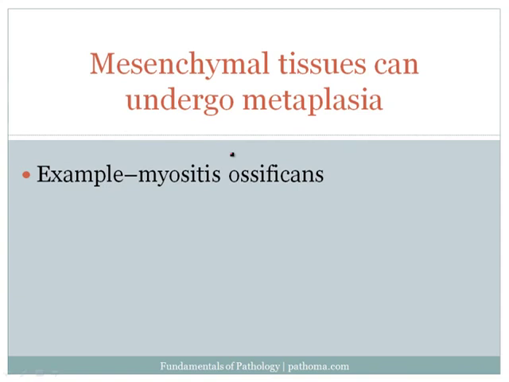All right, take a step back. So what are mesenchymal tissues? Well, the mesenchymal tissues include things like bone, blood vessel, fat, cartilage. These are all mesenchymal, also known as connective tissues. Now, the mesenchymal tissue can also undergo metaplasia, and the classic example is myositis ossificans. So what happens in myositis ossificans? Well, in myositis ossificans, inflammation of the skeletal muscle results in a metaplastic production of bone within the skeletal muscle.